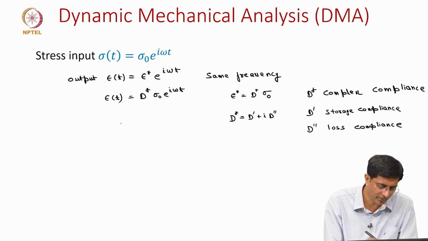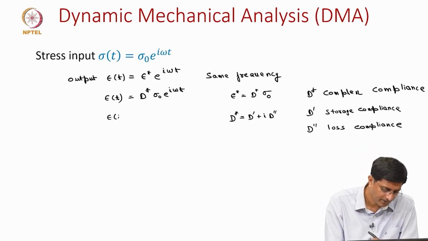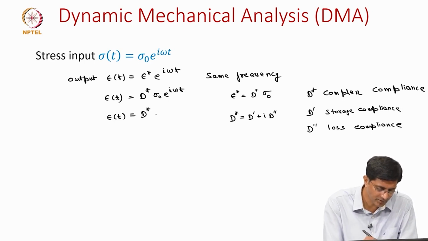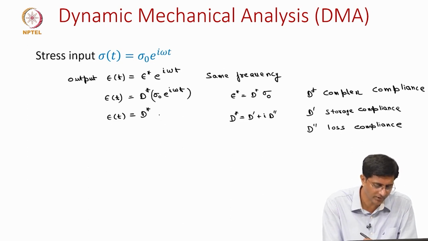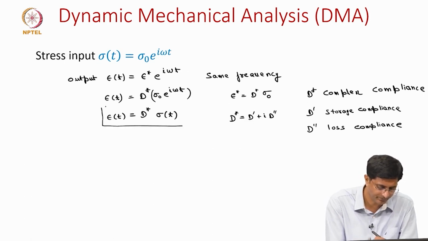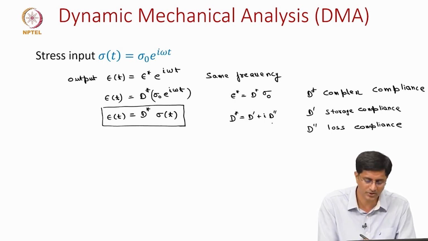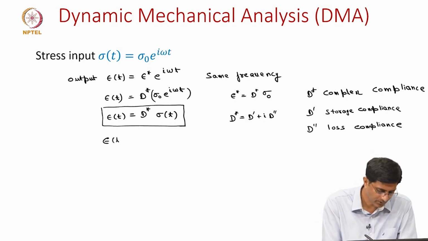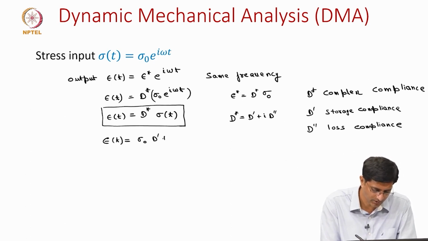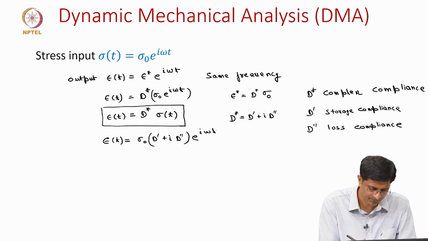So, once we substitute it back, first we will look that this can be written as D star times the input stress, because once we look at this sigma naught times e power i omega t, it looks like the input stress sigma of t. But again, if I substitute this in terms of the storage and loss compliance, epsilon of t is written as sigma naught times D dash plus i D double dash times e power i omega t.